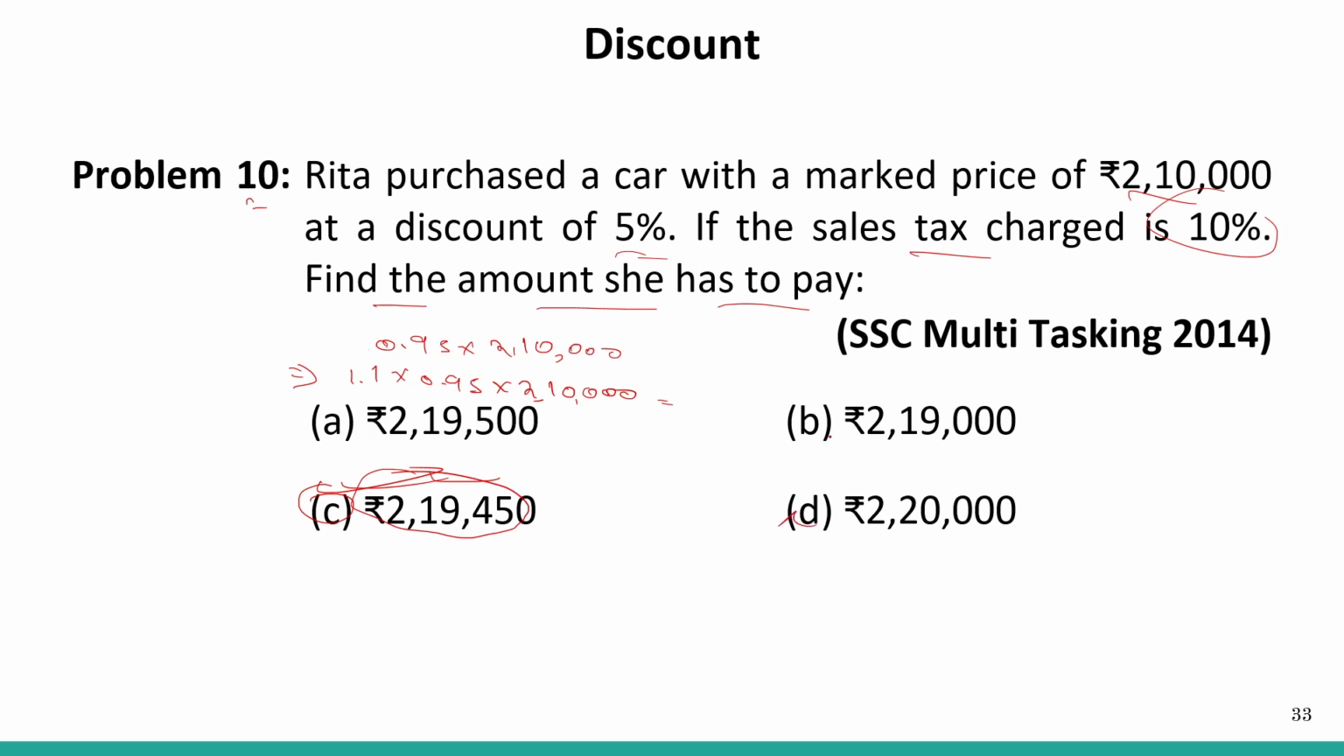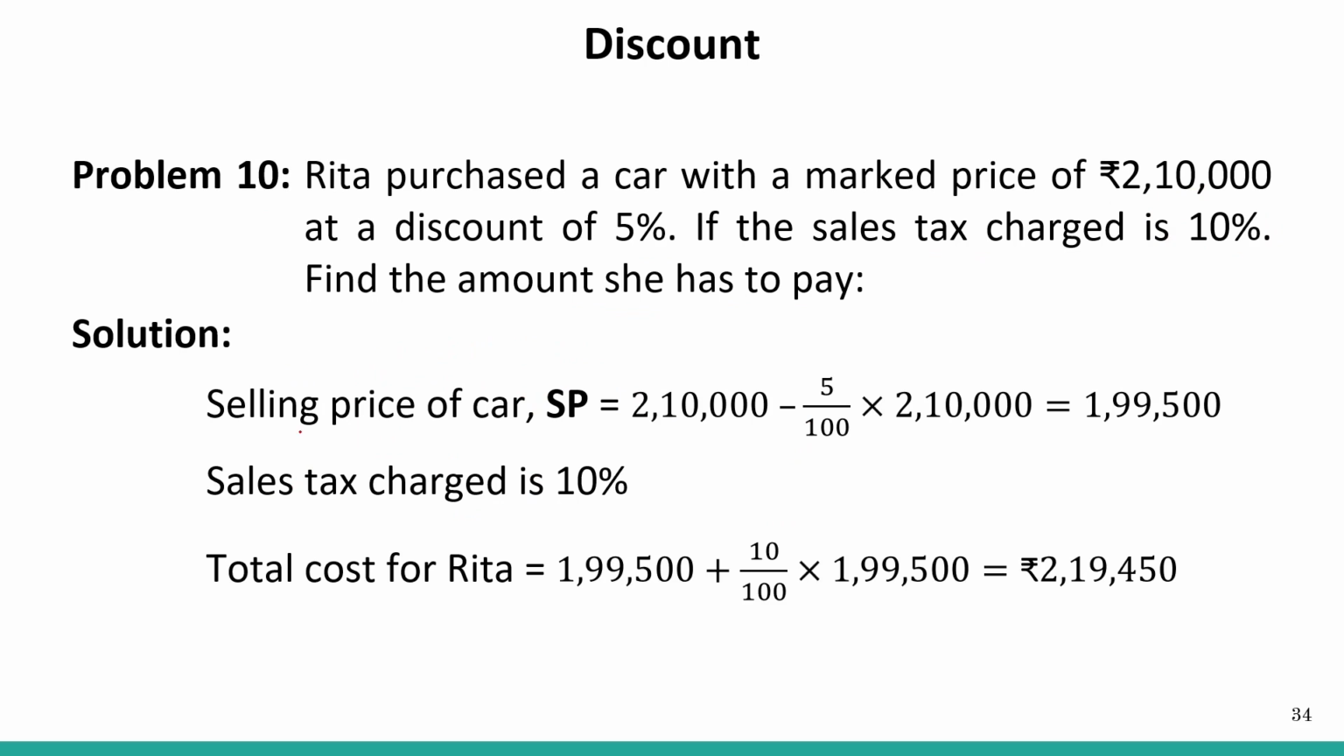B, D, and A are all wrong answers. So let's see the step-by-step solution. So selling price of car SP is equal to 2,10,000 minus 5 by 100 into 2 lakh 10 thousand. So 1,99,500 is equal to this much. Okay, so sales tax charged to her is 10%. So total cost for Rita will be this much plus this much into this much, which is equal to 2,19,450.